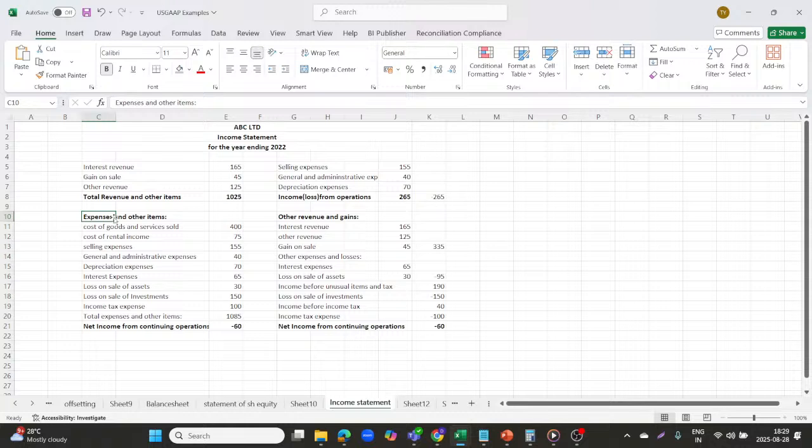Now these are the indirect nature expenses. Cost of goods sold is 400. Cost of rental income is 75. Selling expenses stand at 155. General administrative expenses are 40. These are all the indirect nature expenses.